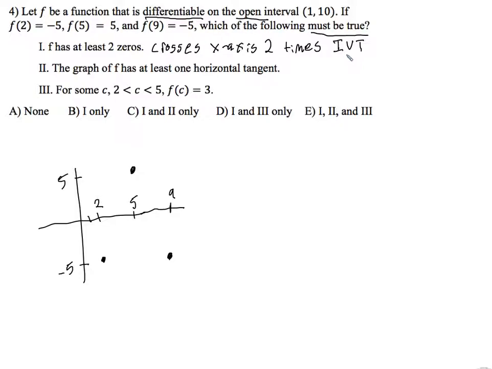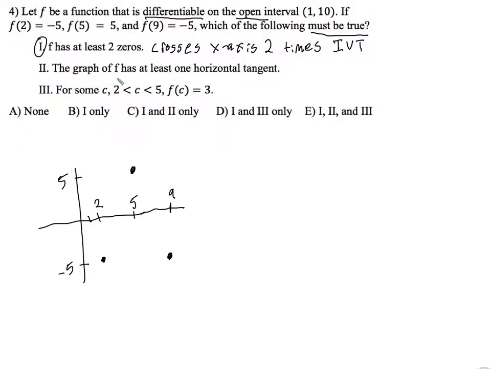IVT guarantees what? One word I'm looking for starts with an H. It guarantees heights. Yes. Good job, Joy. Thank you. IVT guarantees heights. EVT is minimum, maximum. MVT is slope. Okay, so this one is true.